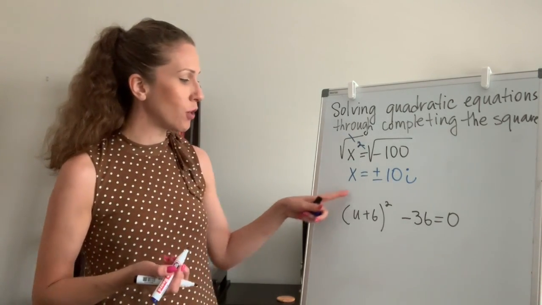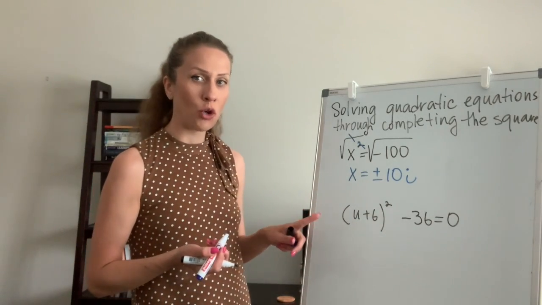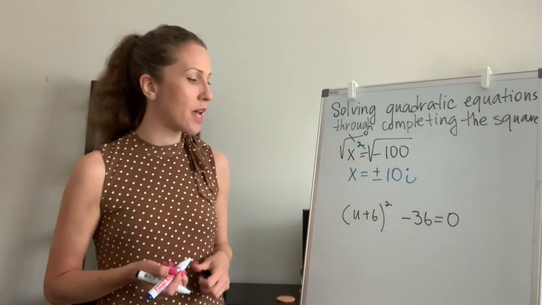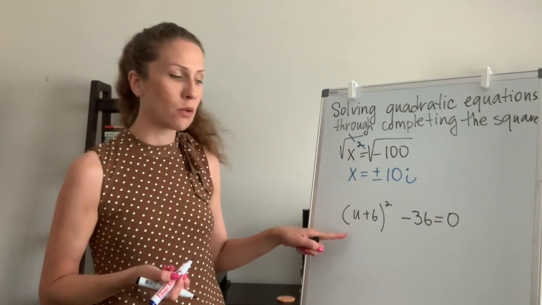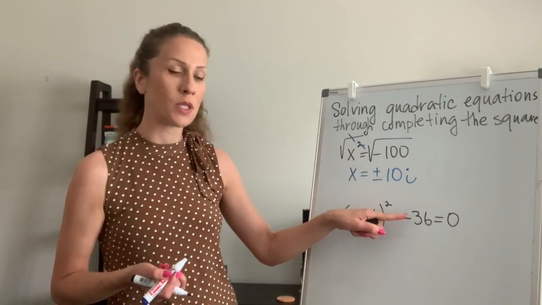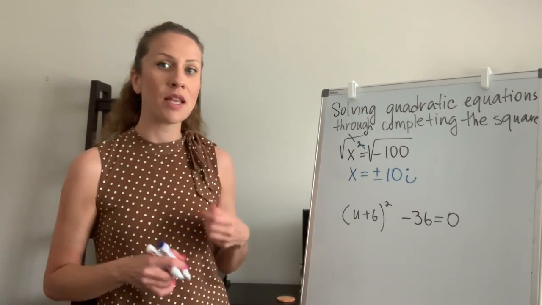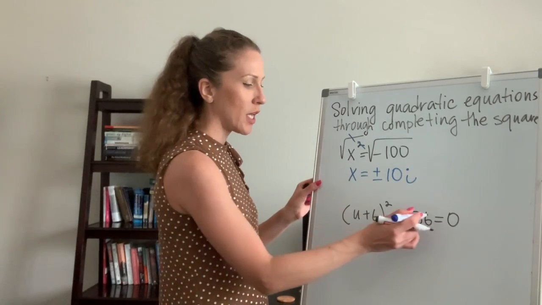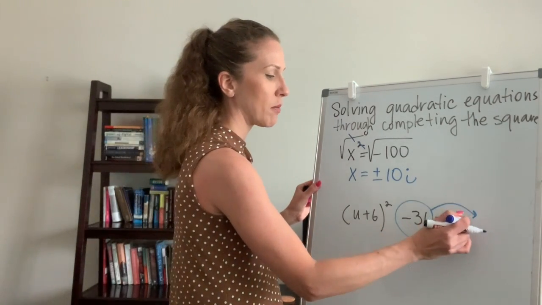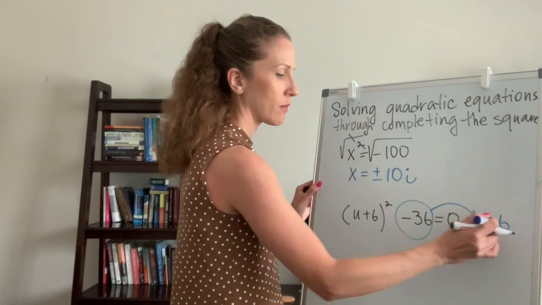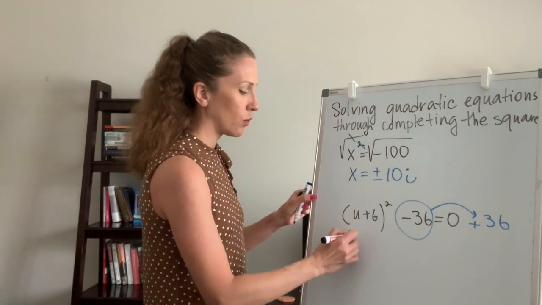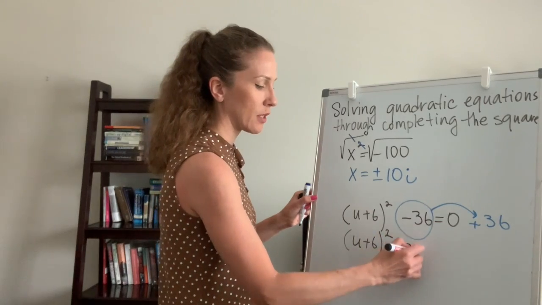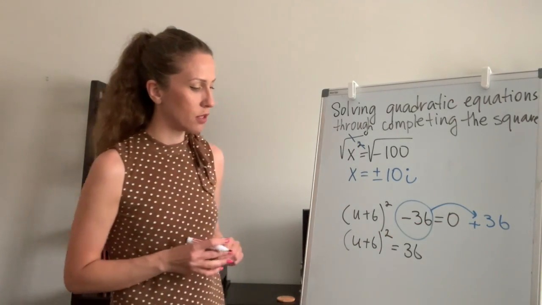So for this one here, you also have a part that's squared. It's not by itself yet. You have a minus 36 on the same side as your (u + 6)^2. So you first need to move the 36 to the other side, and at that point you will be ready to square root each side. So I'm going to take the negative 36, place it here, make it positive 36. That gives you (u + 6)^2 = 36. 0 plus 36 is 36.